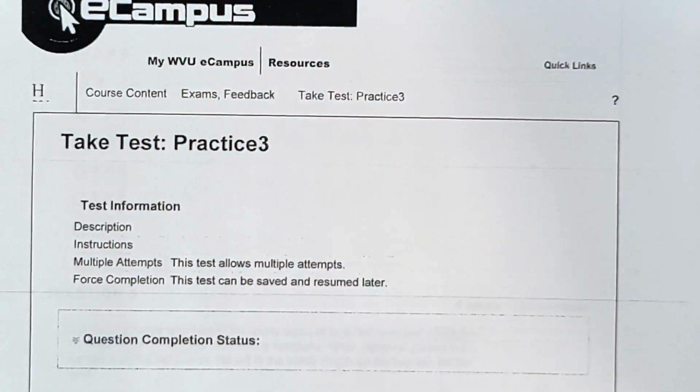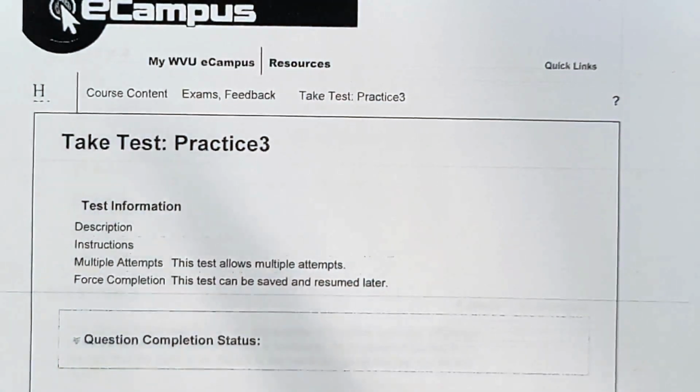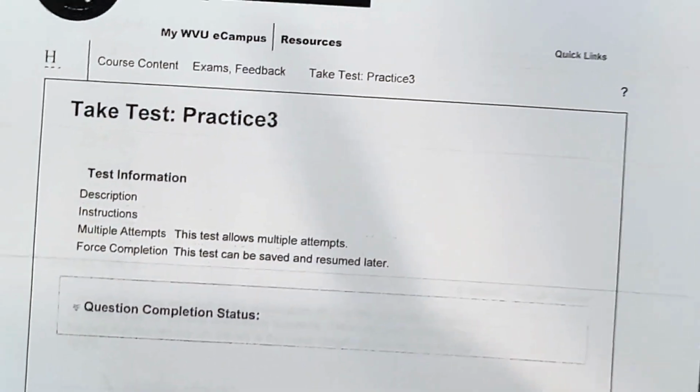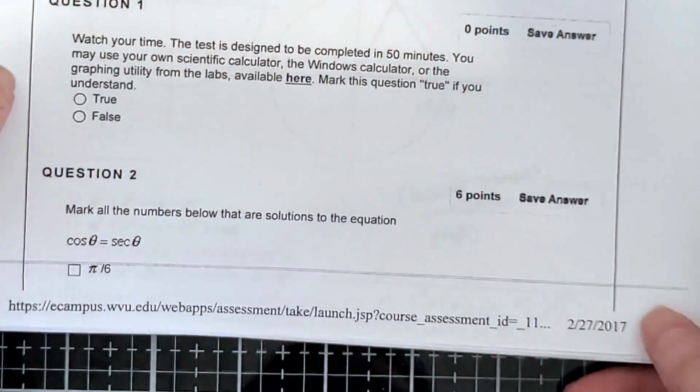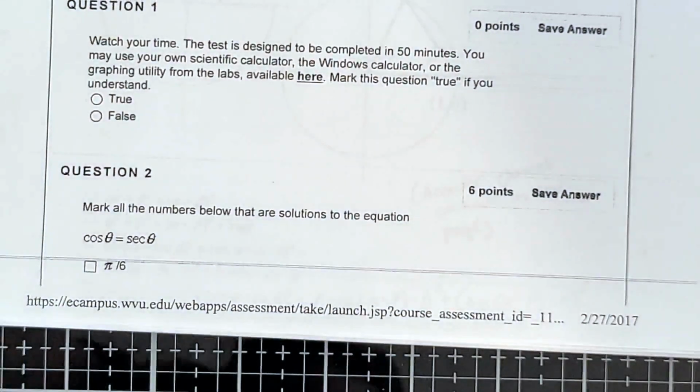Hi everybody, this is our study guide for practice test 3. This one had 21 questions on there, so I guess the number of questions just vary from test to test. Alright, we're going to get started with question number 2.